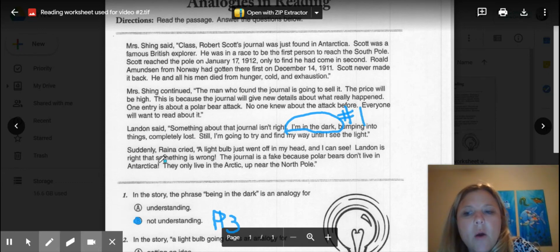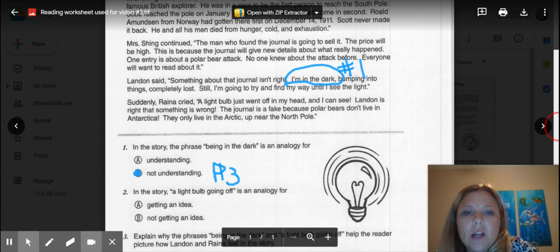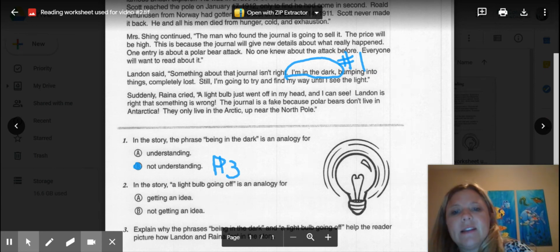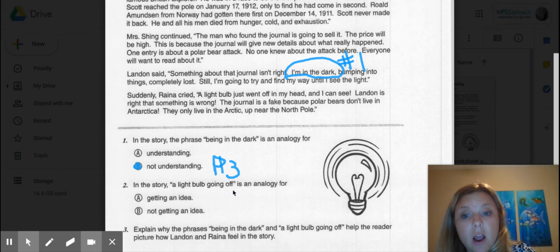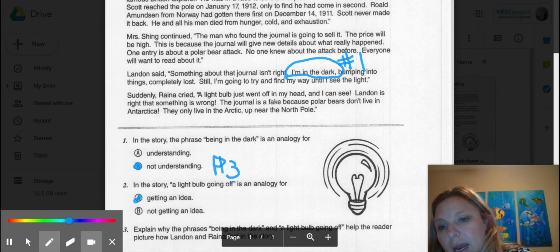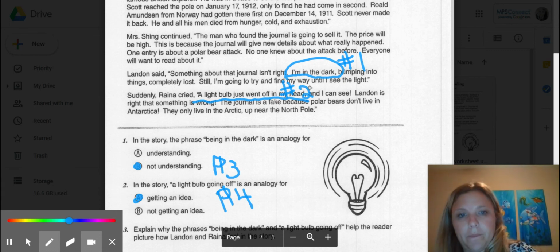Okay, so now I'm going to go back down and we're going to look at question number 2. Question number 2 says, in the story, a light bulb is going off. A light bulb going off is an analogy for getting an idea or not getting an idea. Well, I do know that it is getting an idea, and I can find this in paragraph number 4. And if I go right here, I can find how you get the light bulb in your head. That's all related to question number 2. Okay, do you see how I'm marking this?